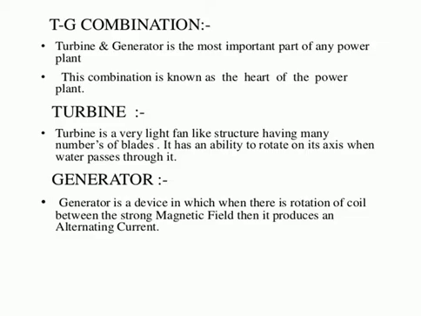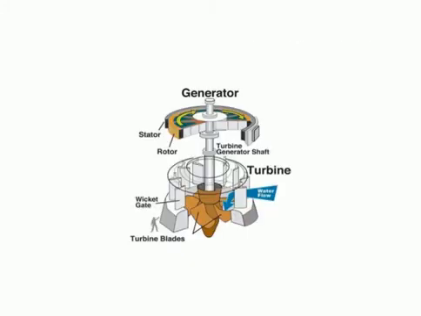Now generator. Generator is a device in which, when there is rotation of a coil in a strong magnetic field, it produces alternating current. You can see a diagram. This is a generator. This part is the stator, rotor, turbine and turbine blades.